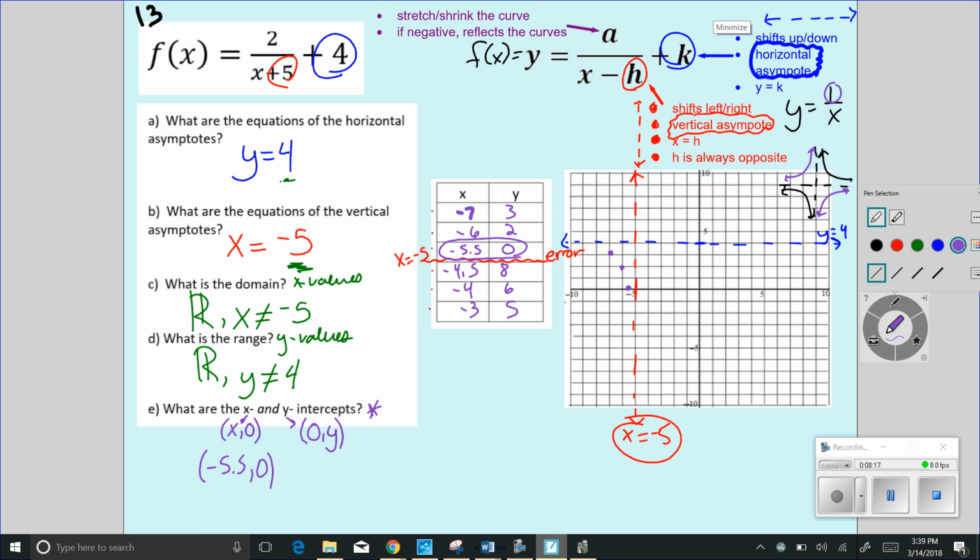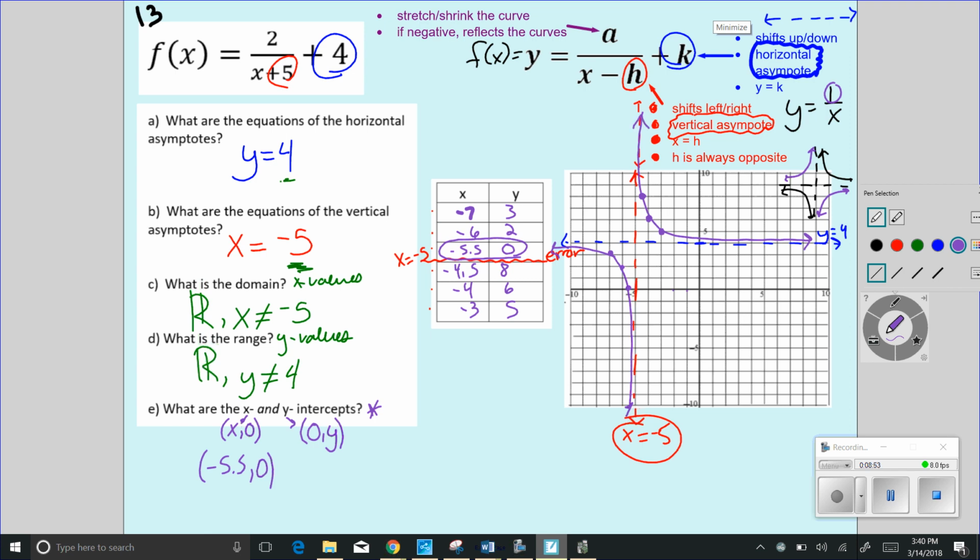Going forward, then, plotting my points, -4.5, 8, -4, 6, and -3, 5. Okay, so you have 3 points on each side. When you connect your points, you're going to get really close to your asymptotes, not ever actually touching them. Please include arrows at the ends because these curves go on forever. All right, so there's our graph. Oops, I forgot an arrow up here.